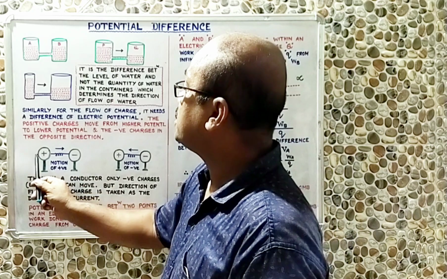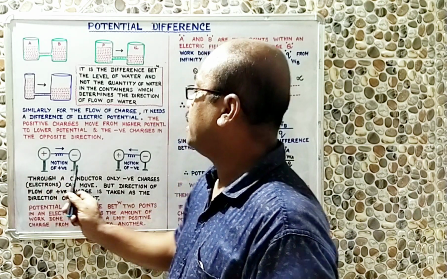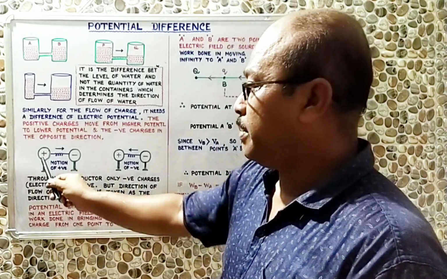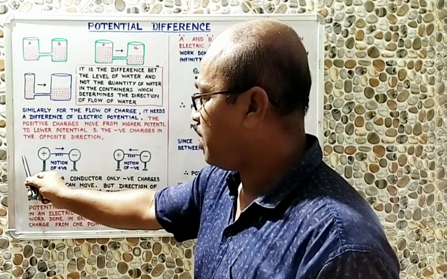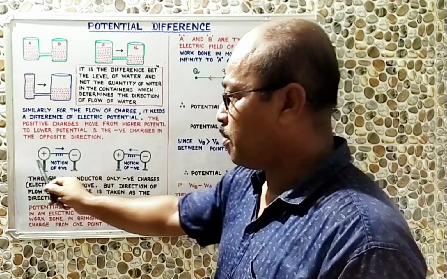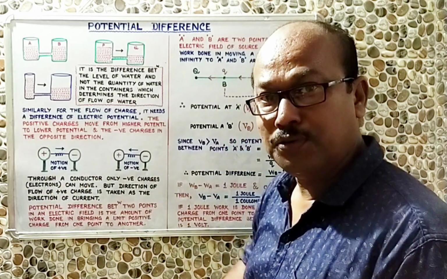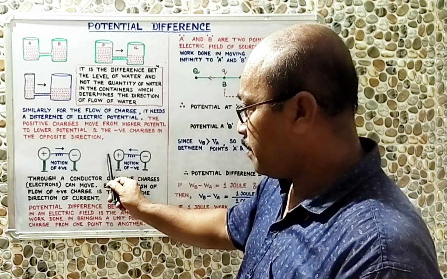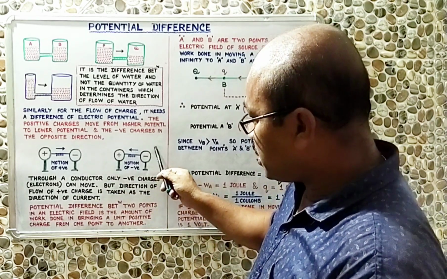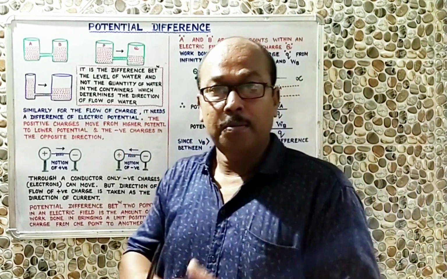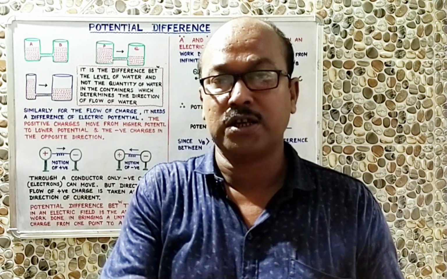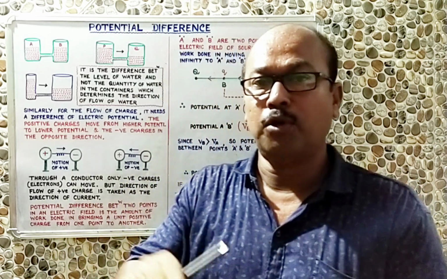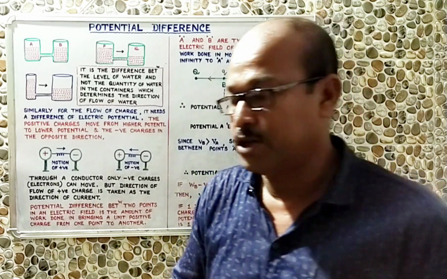So what will happen, since there is more potential in container A and less potential in container B, if we connect the two containers with a conductor, then the positive charges will always travel from a region of higher to lower potential. In this diagram we have seen, these are negative charges and these are positive charges. Since there is high potential and less potential, the negative charges will flow in the opposite direction. Positive charges will always travel from a region of higher electric potential to lower electric potential, and negative charges will move from a region of lower electric potential to higher electric potential.